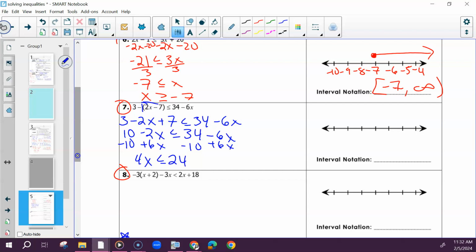And then divide both sides by 4. Go ahead and graph that on your number line. Should be a closed circle going to the left. How would we start that interval notation? Parentheses, negative infinity. Where does it end? 6. And that would be parentheses or bracket.